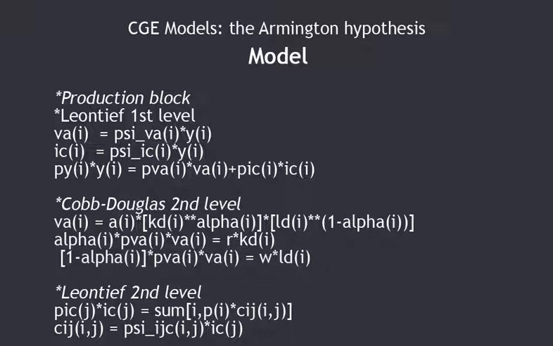And then you've got the Leontief at the second level. So first, the total value of intermediate consumption, PIC multiplied by IC, is equal to the sum over I of the intermediate consumption of good I by this sector. And then you've got the Leontief, strictly speaking, which is the proportional relation in volume between the intermediate consumption of good I by sector J and the total intermediate consumption of sector J.